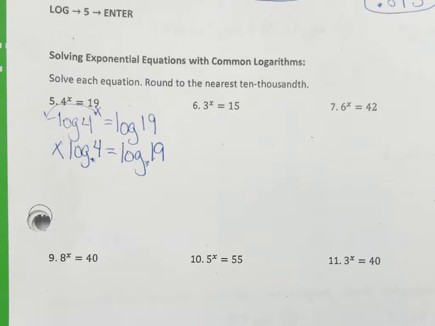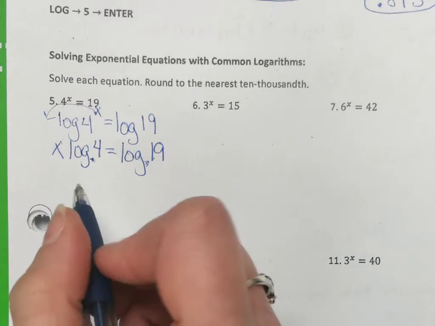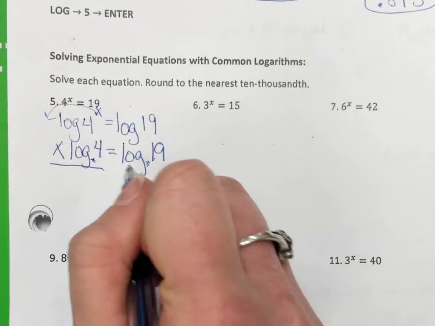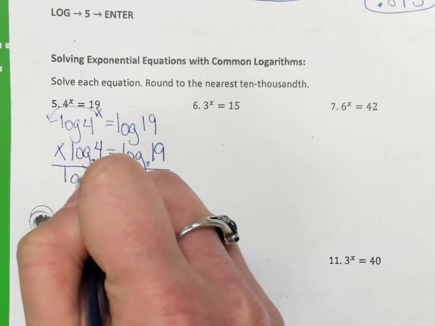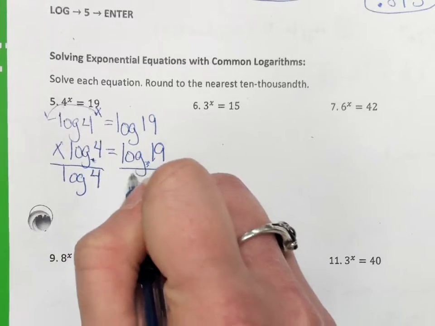Now, don't let it freak you out because they are logs. How could I get x by itself now? You would divide by log of what? Log 4. Why would I divide by log 4? Because that's the one with the x.